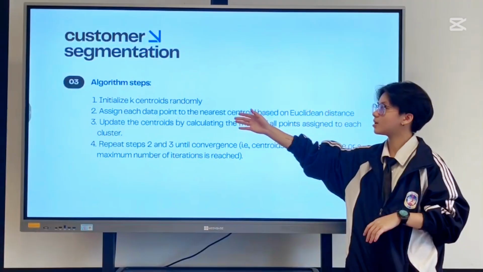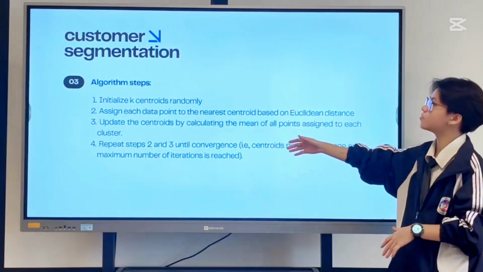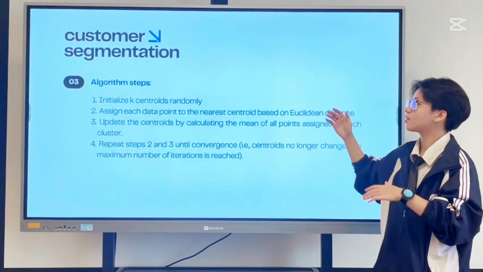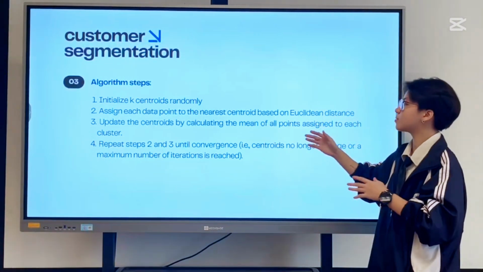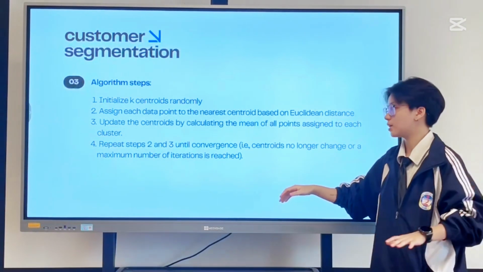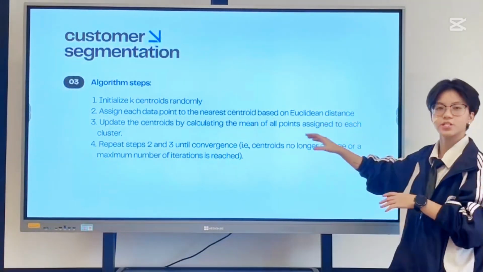Firstly, we initialize K centroids, and then we assign each data point to the nearest centroid based on Euclidean distance, and then update the centroids by calculating the mean of the data points assigned to each cluster. And finally, we repeat steps 2 and 3 until convergence.